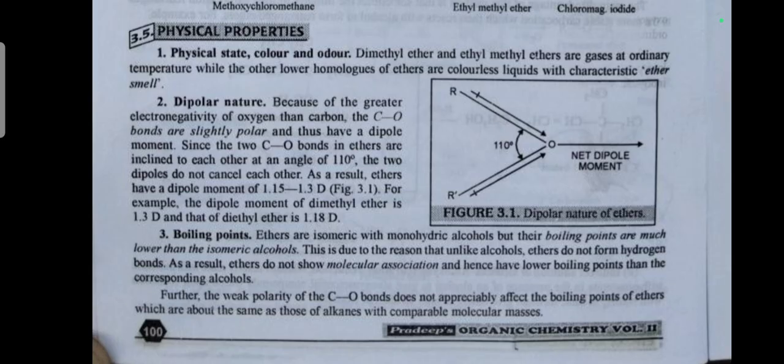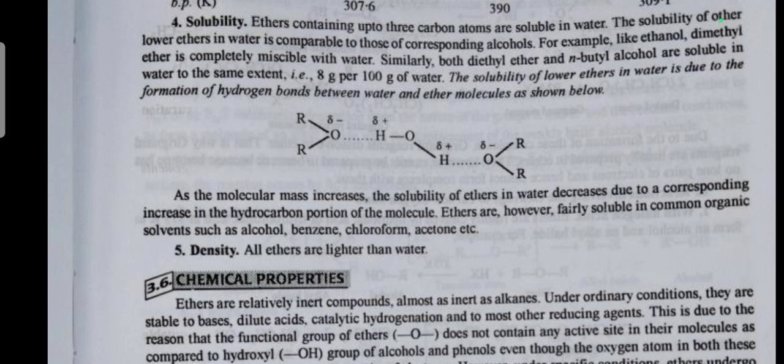Solubility. Ethers containing up to 3 carbon atoms are soluble in water. The solubility of other lower ethers in water is comparable to those of corresponding alcohols. For example, like ethanol, dimethyl ether is completely miscible with water. Similarly, both diethyl ether and n-butyl alcohol are soluble in water to the same extent. The solubility of lower ethers in water is due to the formation of hydrogen bonds between water and ether molecules.